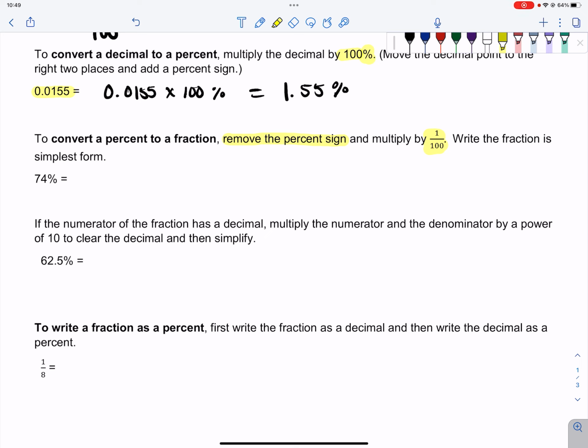So if we have 74%, all I have to do is take the 74 and divide that by 100 to put it in its ratio fraction format. And then we just need to reduce it. Both 74 and 100 are even, meaning they can be divided by 2. That gives us 37 over 50. Now that can't be reduced anymore, so this would be our answer.